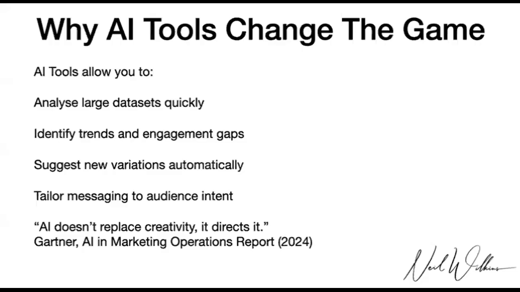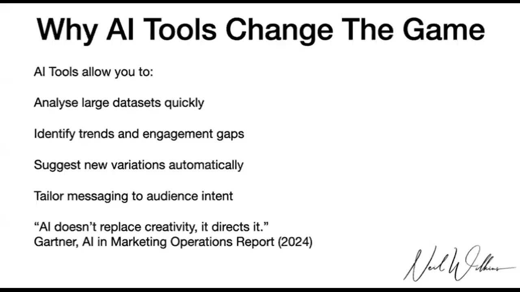So those engagement gaps, AI can help us to spot why this particular email is not engaging. Why do people not click through? And then we can identify and uncover those opportunities and improve them. That's where AI is going to come in. It'll also suggest new variations automatically, or it can if you prompt it correctly.